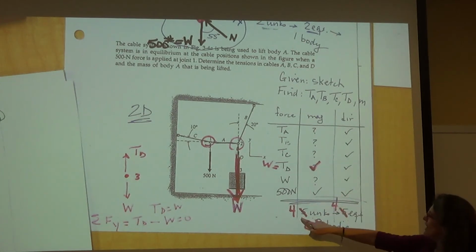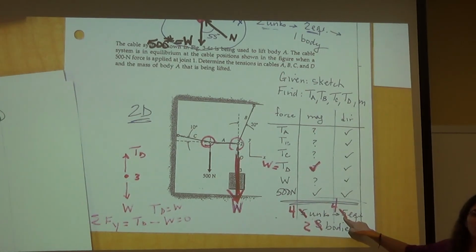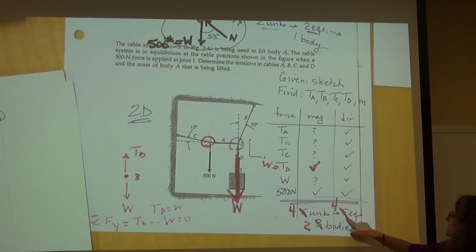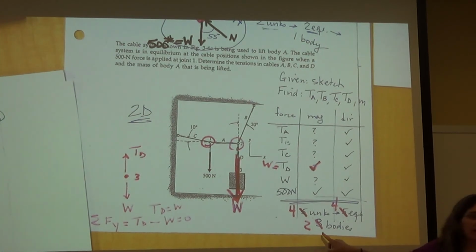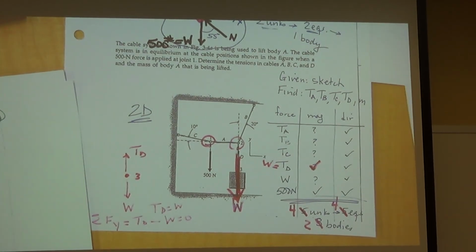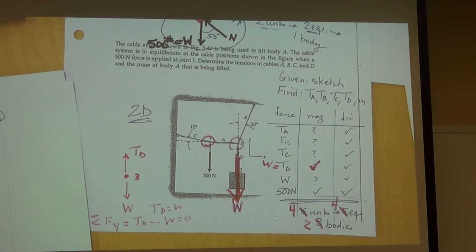So we have 4 unknowns, we need 4 equations. Larson, how many bodies do I need to analyze? 2 bodies. Okay, so what I want you to do is turn to the person next to you and talk about these free body diagrams. Is there anything missing on the free body diagrams? Also, talk about the directions of the arrows.